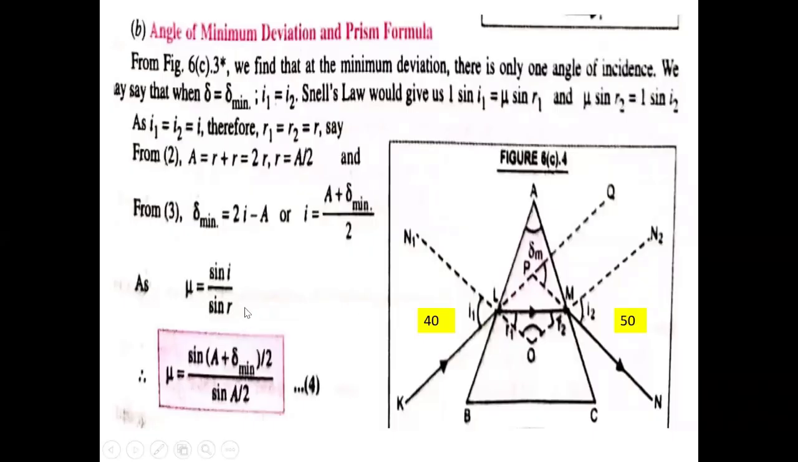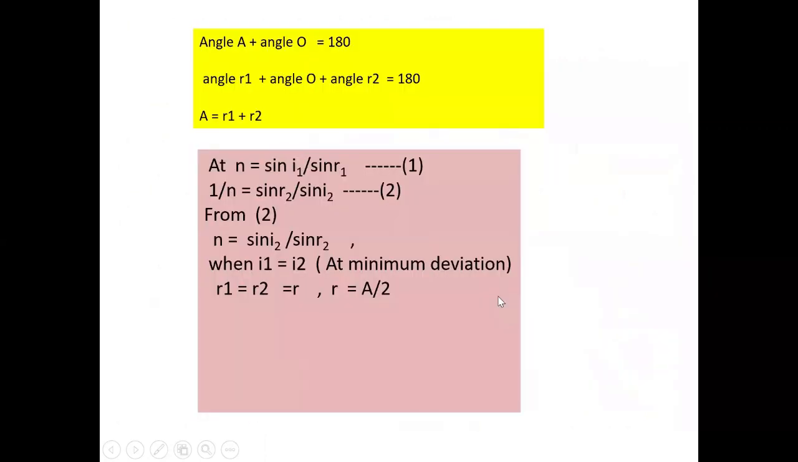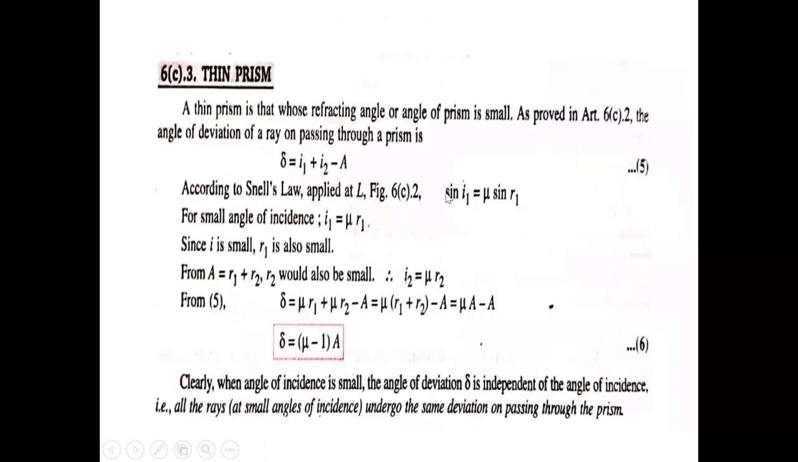So we derived this very important expression, mu is equal to sine of (A plus delta minimum) by 2 by sine A by 2. Based on that, for a thin prism, I don't know whether it is included, but you can tell the children how to get the del value for a thin prism. Del is equal to (mu minus 1) into A.